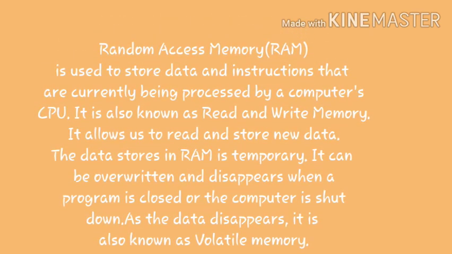Random access memory, that is RAM. RAM is used to store data and instructions that are currently being processed by a computer's CPU. It is also known as read and write memory. RAM allows us to read and store new data. The data stored in RAM is temporary. It can be overwritten and disappears when a program is closed or the computer is shut down. As the data disappears, it is also known as volatile memory.